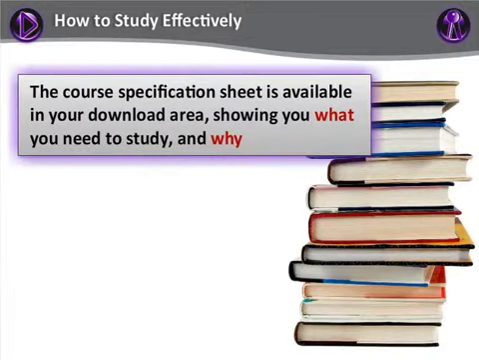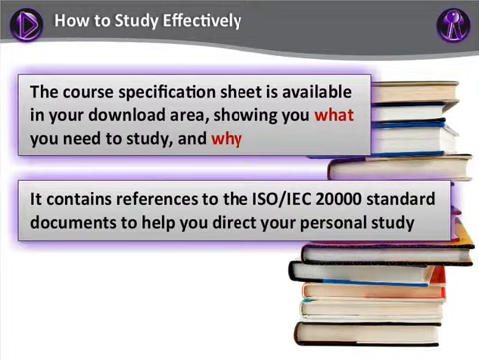We'll also include the course specification sheet in your download area. This is a really useful resource. Review it carefully to check exactly what you need to study and why. The specification document also contains references to clauses in the standard, so you can use it to direct your own personal study. You'll also find it includes a list of key terminology in Annex A, so make sure you use that as part of your revision.